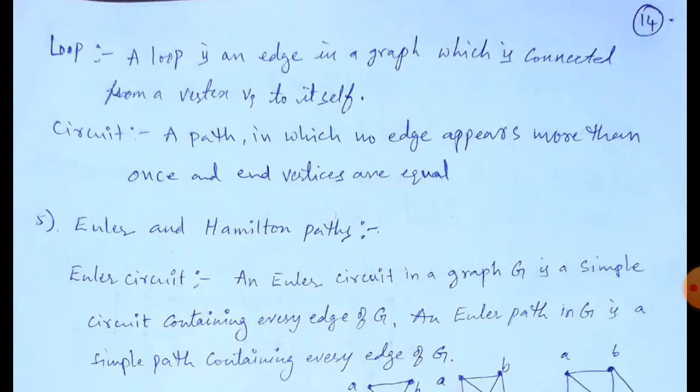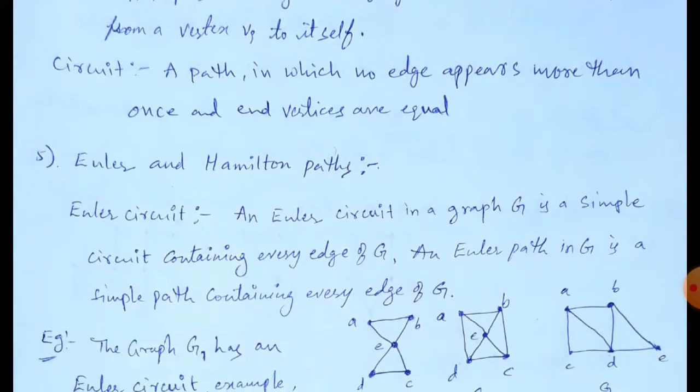Loop. What is a loop? First you will see the definition. A loop is an edge in a graph which is connected from a vertex to itself. For example, vi is a vertex connected through an edge to itself only. So that is called a loop, not connected to another vertex. To itself only, that is called a loop.